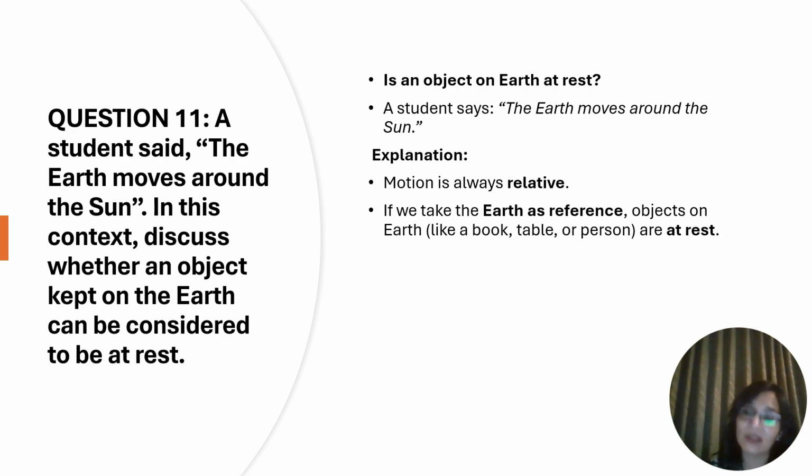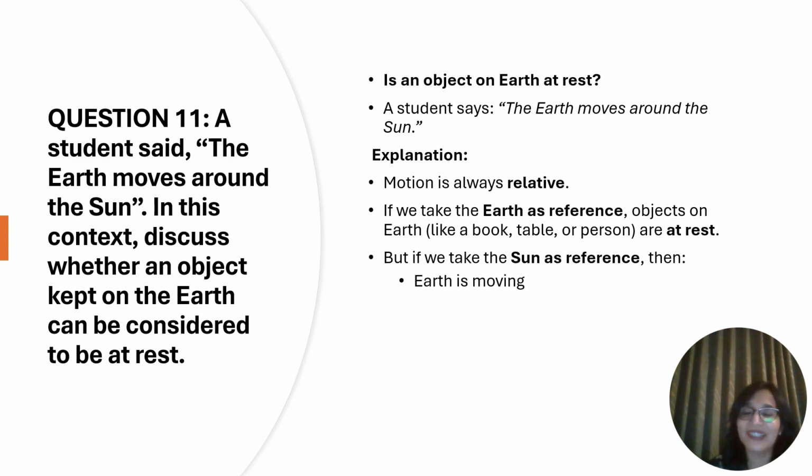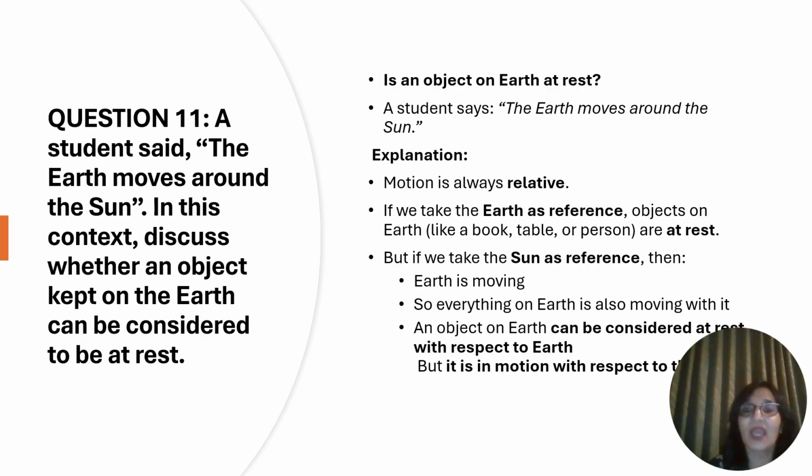If we take the earth as reference, objects on the earth like a book or table or anything which is lying, they are at rest. But if we take the sun as reference, then earth is moving. So everything on earth is also moving with it. An object on earth can be considered at rest with respect to earth. But it is in motion when we are talking with respect to the sun.